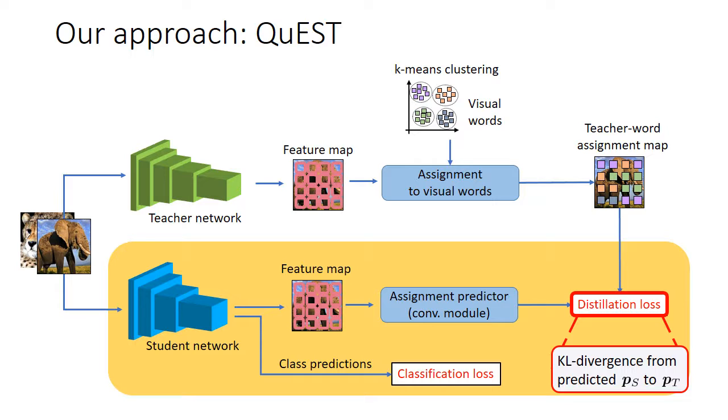We want those predicted word assignments to match the target assignments on the teacher side. Both of those word assignments have the form of softmax probability distribution over the words. Therefore, we define the distillation loss as the summation over all the locations of the KL divergence from the predicted word distribution to the target word distribution at the teacher side. This loss is minimized over the parameters of the student network and the assignment predictor.